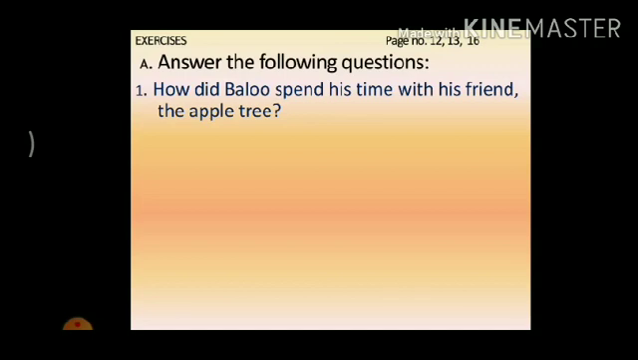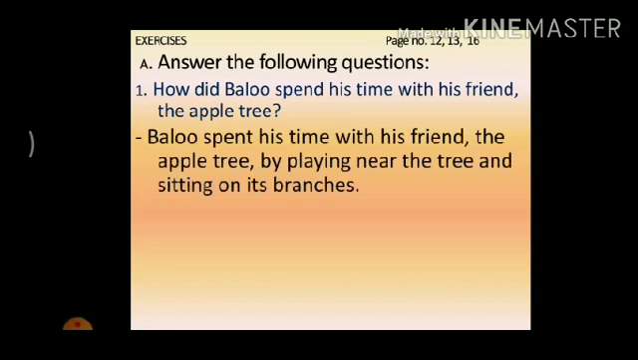We will start with answer the following questions. Now the questions that I have taken are taken from pages 12, 13 and 16. Question number 1. How did Baloo spend his time with his friend the apple tree? So this is right in the beginning of the chapter where we read that Baloo spent his time with his friend the apple tree by playing near the tree and sitting on its branches. Full stop. So you will notice that I have used some commas in between. So please, when you are memorizing them, also memorize where you have to put the correct punctuation marks and use them in the answers.